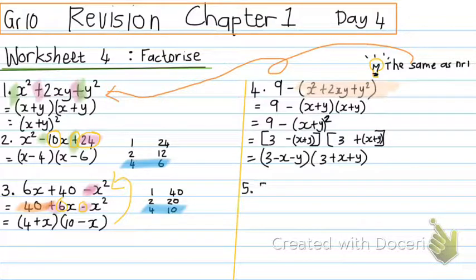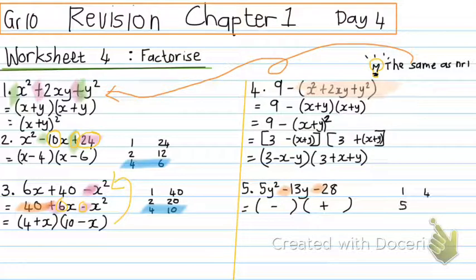Okay, number 5. 5y squared minus 13y minus 28. This is a trinomial, but a little bit trickier one than the first ones that we had. For this one, I'm going to use the cross method. So first I'm going to make 2 brackets. This sign says that the signs are going to be different, and the bigger one will get the negative sign. So it's going to be different signs, a minus and a plus.